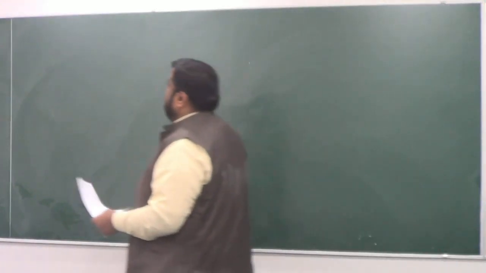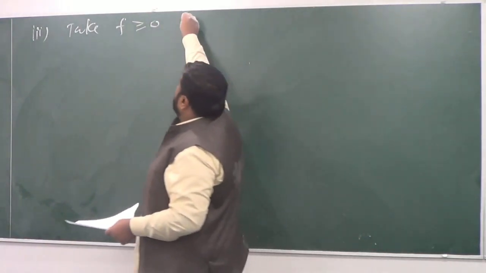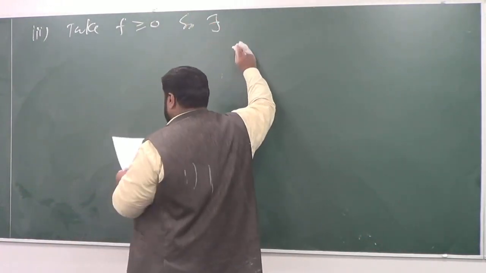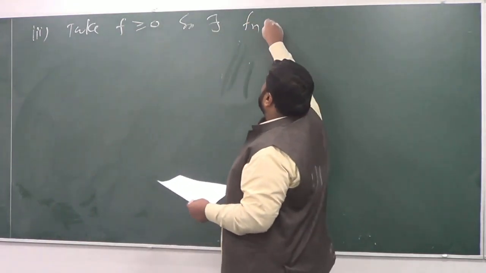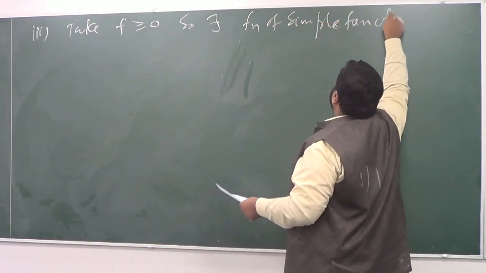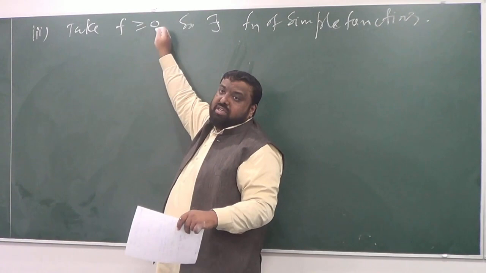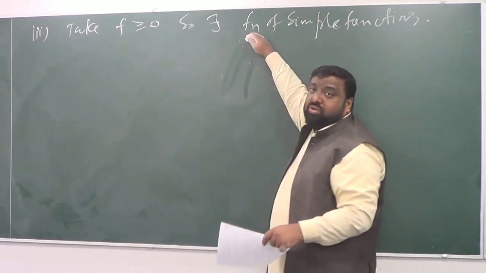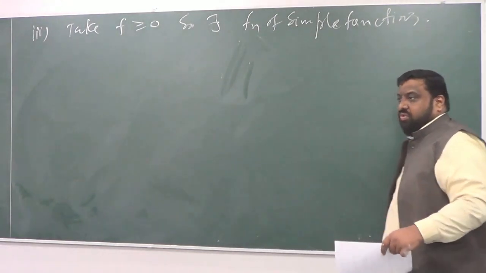Okay, the third and final part. Take F to be a general non-negative measurable map. So there exists obviously a sequence of simple functions, Fn. F is a map from where to where? It's from the product sigma-algebra to 0 to infinity. These simple functions are also maps from the product sigma-algebra to 0 to infinity. All this is true for them actually.